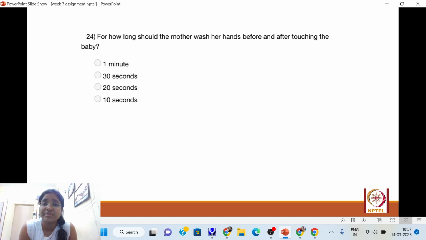For how long should the mother wash her hands before and after touching the baby? 1 minute, 30 seconds, 20 seconds, or 10 seconds?